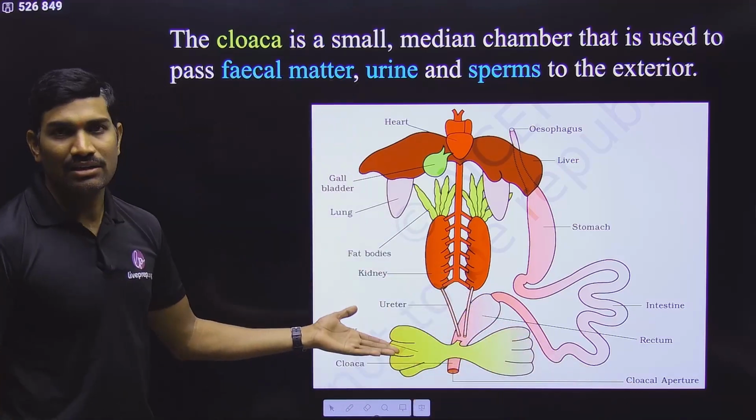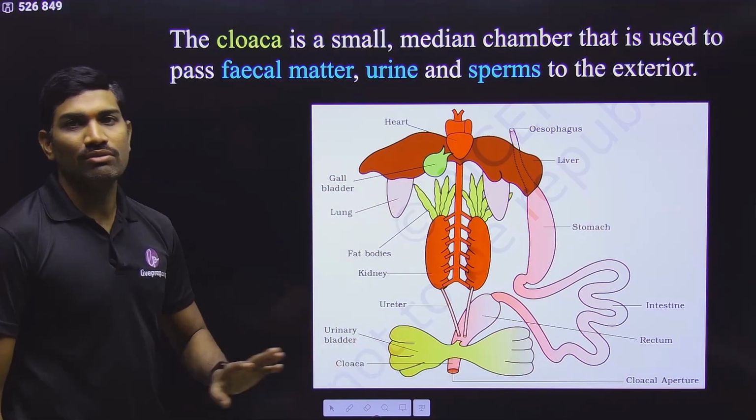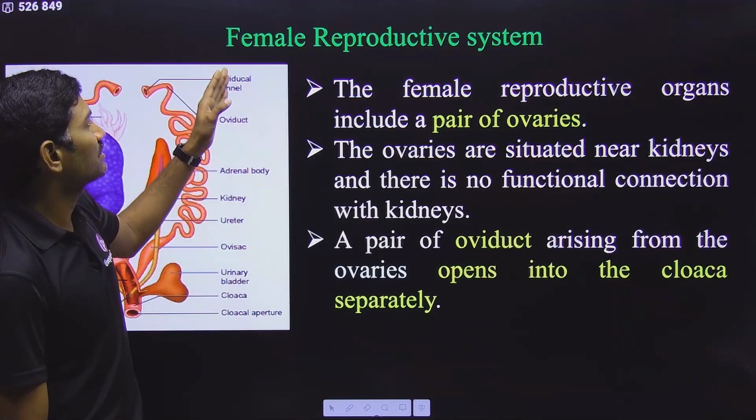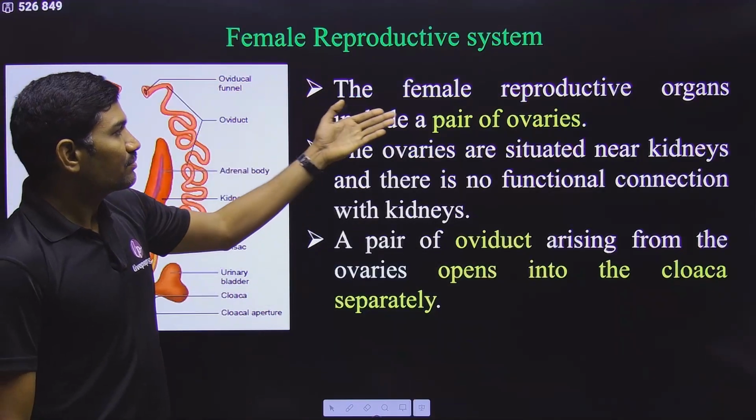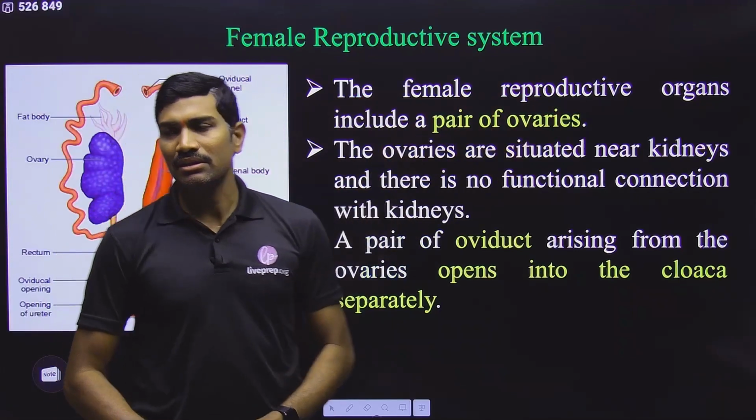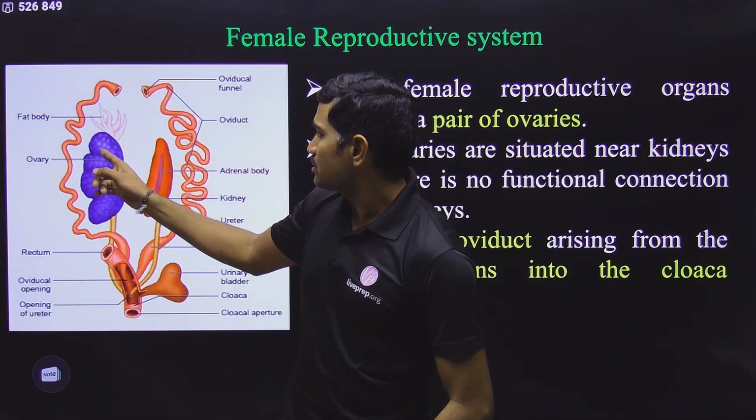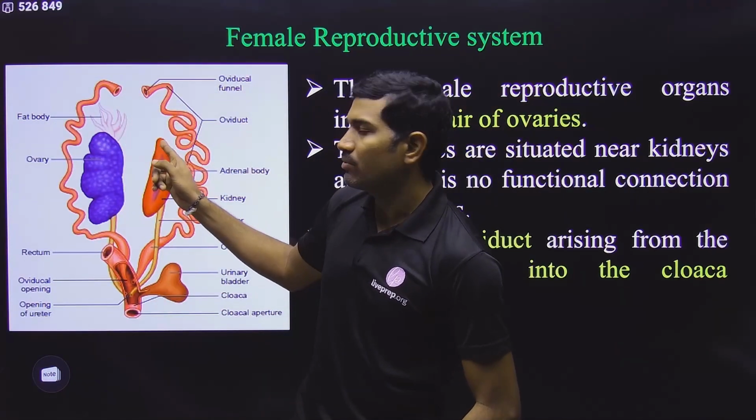This is the NCERT diagram. Observe the diagram very carefully. You will understand all these things. Clear? Next one, female reproductive system. The female reproductive system has a pair of ovaries. So here are the ovaries. Here also one ovary is there.